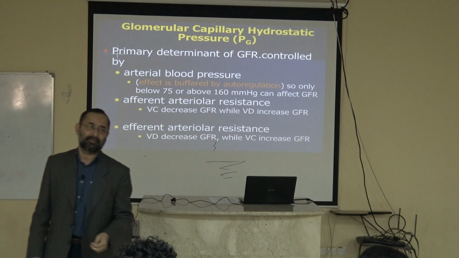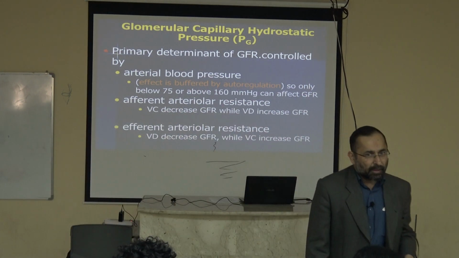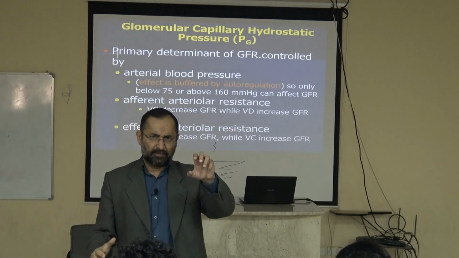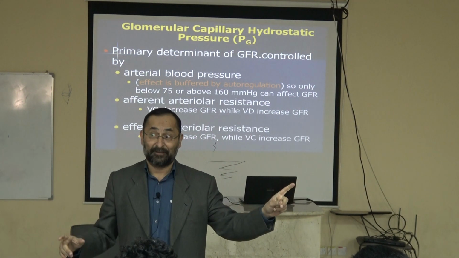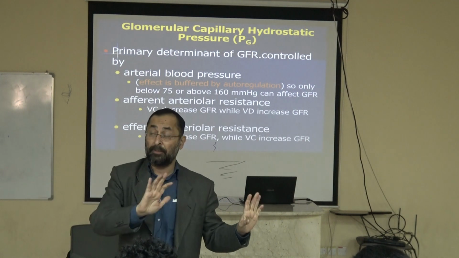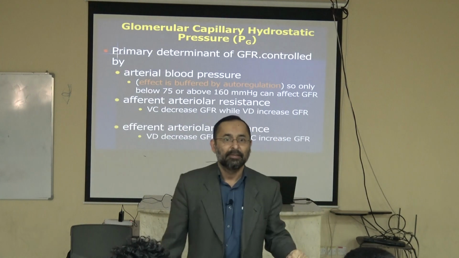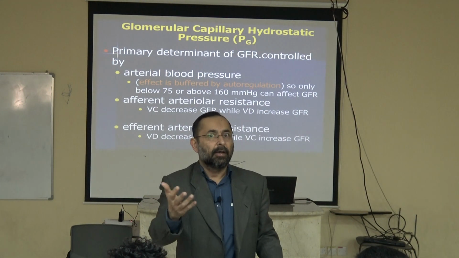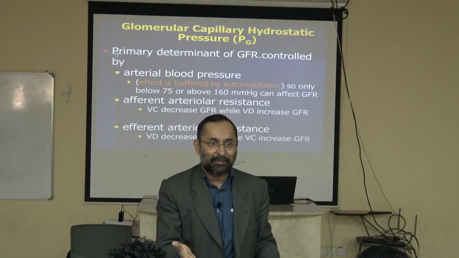Please, keep it inside. If you are constricting the efferent arteriole, just think, what will happen? Now efferent, not the afferent. The blood is coming in the afferent, the blood is coming into the glomerulus. You are working on the efferent. Now what will happen? First of all, what will happen? Glomerular capillary pressure will increase, decrease or same?